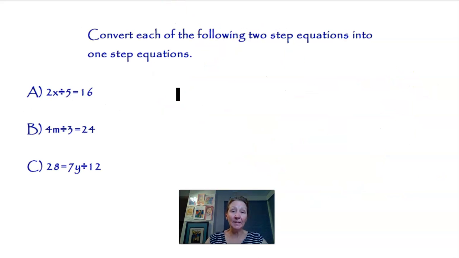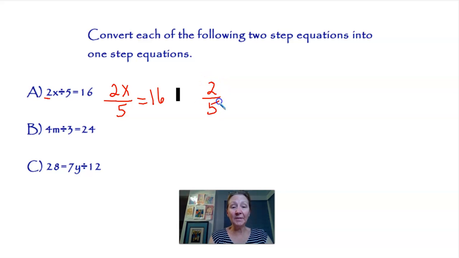Okay, one last thing to show you. You might see problems like this in the textbook. It says convert each of the following 2-step equations into a 1-step equation. So I want you to think about this. When I have 2x divided by 5, I can look at it like that equals 16. And then remember, I can look at the 2/5 as a coefficient, and I can put it in the front like that.